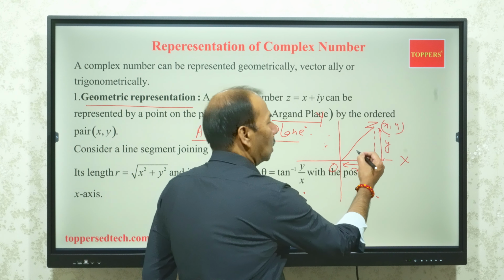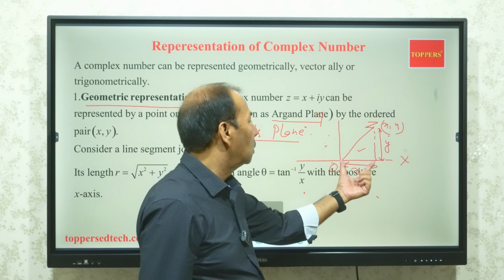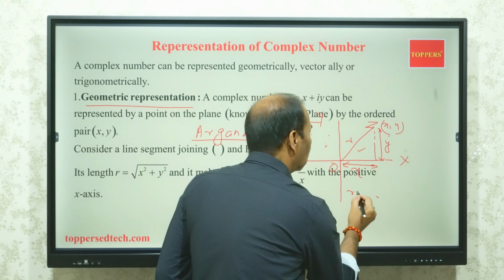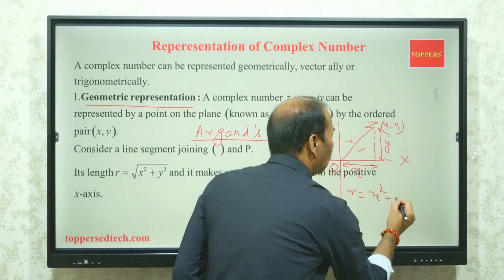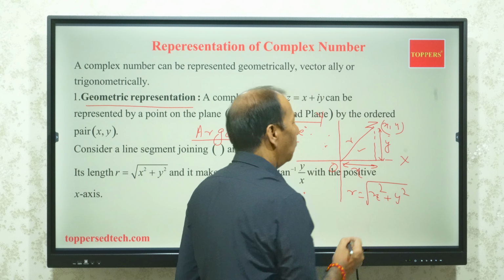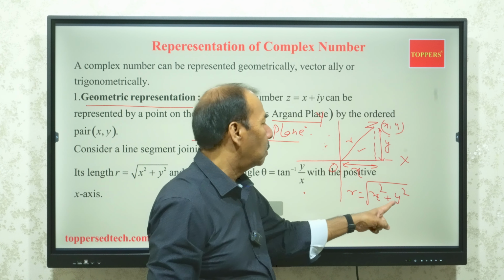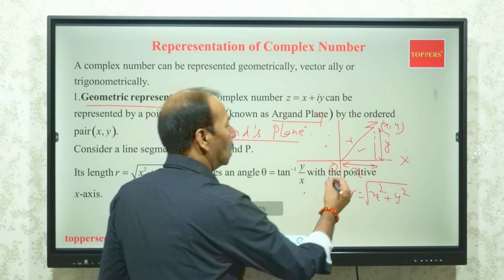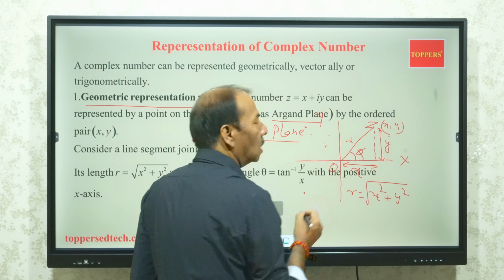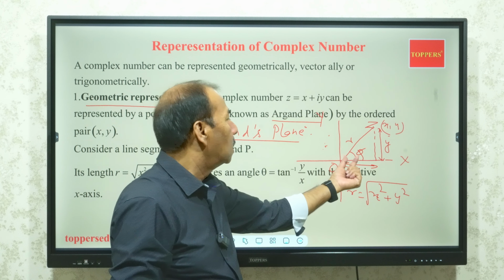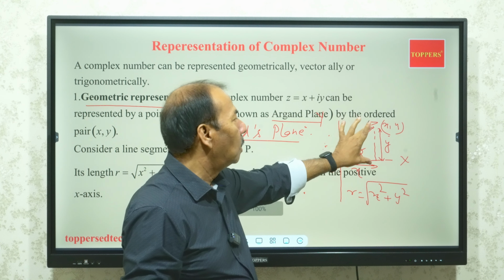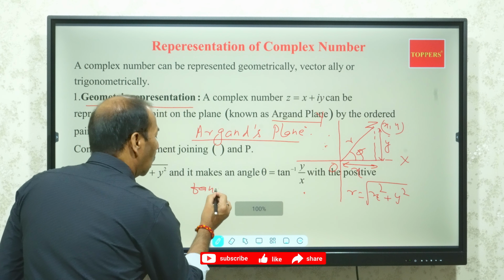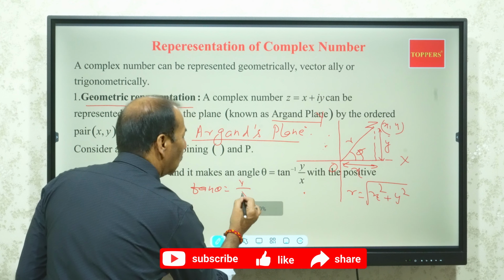Here this is your right angle triangle. This is x and this is y. If you consider this distance as r, then we can say r is equal to the square root of x square plus y square. Here if you consider that this angle is theta, then tan theta in this right angle triangle will be how much? y upon x. So tan theta is equal to y upon x.